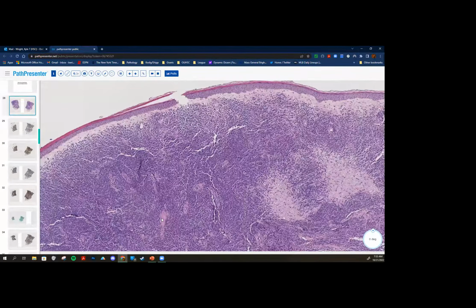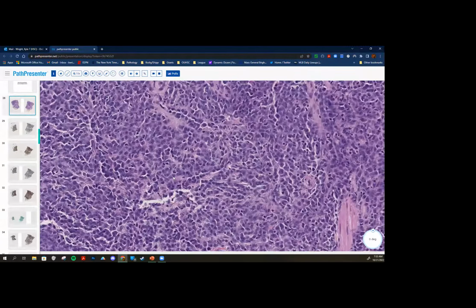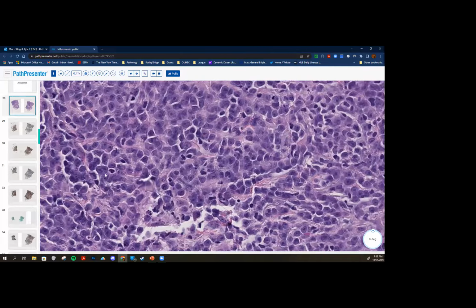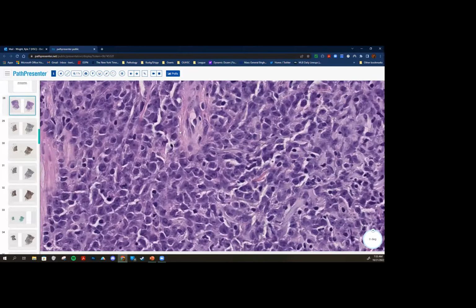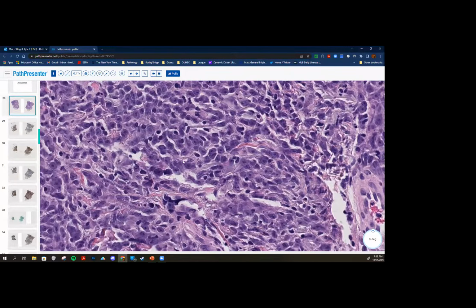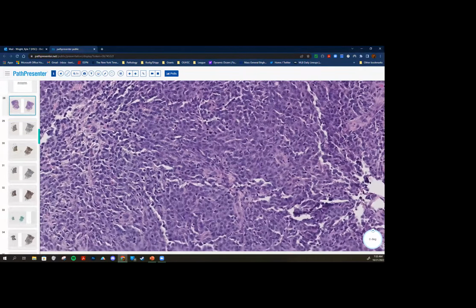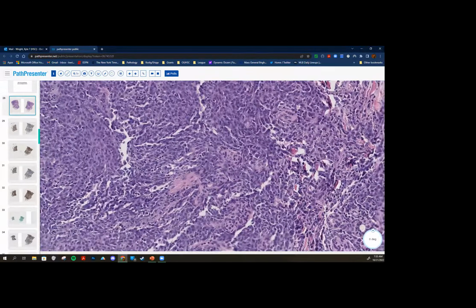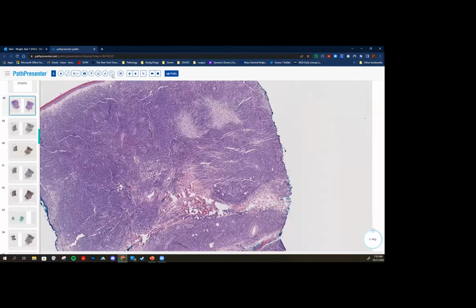And you can see, unlike the last cases, now you have pretty much a sheet of these cells. These cells are somewhat intermediate to large in size with open chromatin, variably prominent nucleoli, much larger than our previous cases. And it's pretty much consistent morphology throughout the entirety of the lesion. It's just trucking through collagen, destroying collagen. It doesn't care. It goes down here.